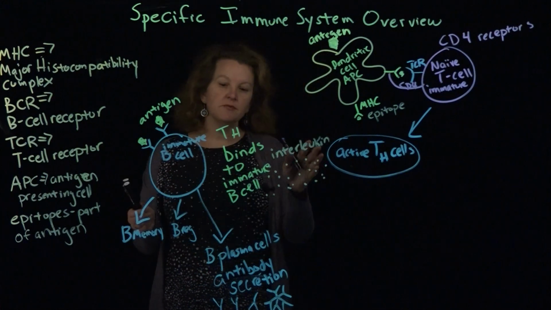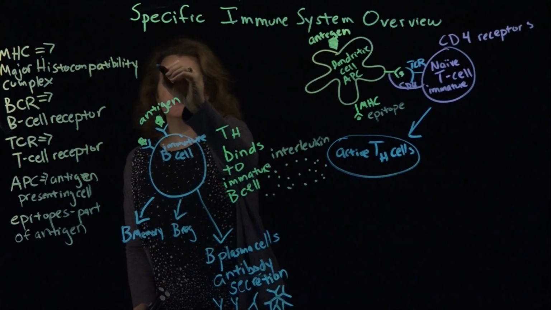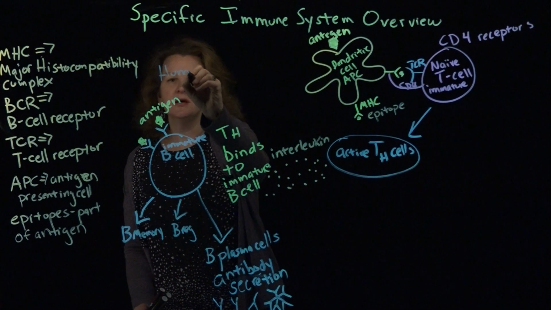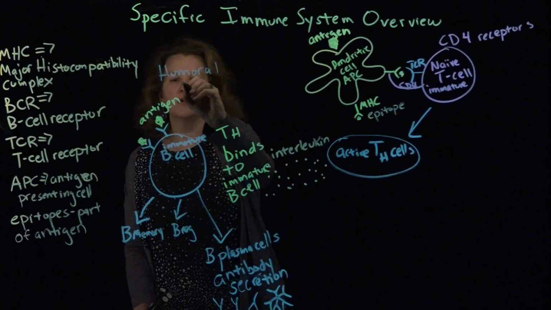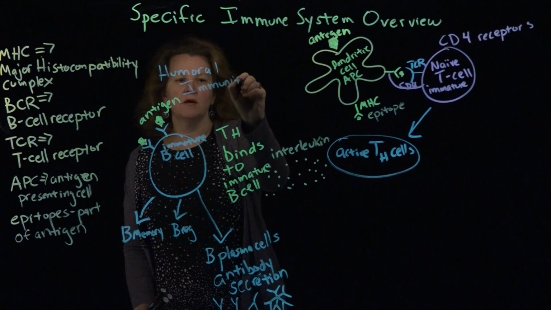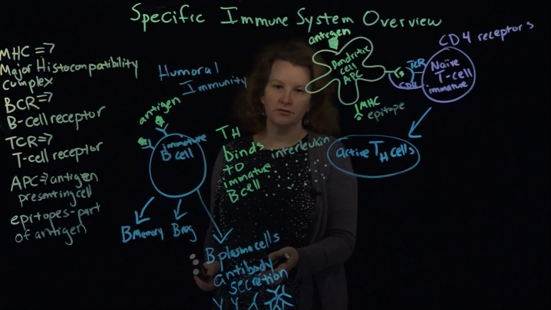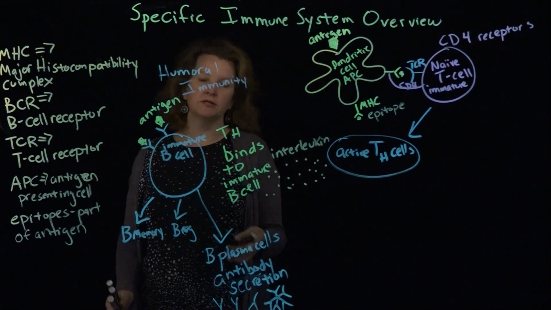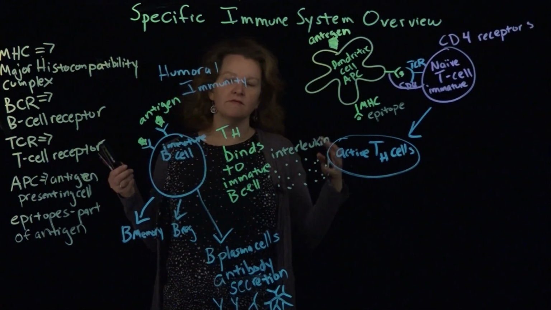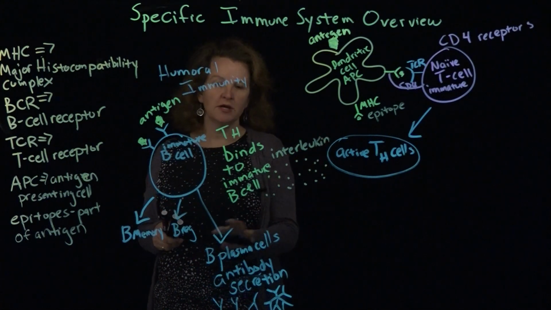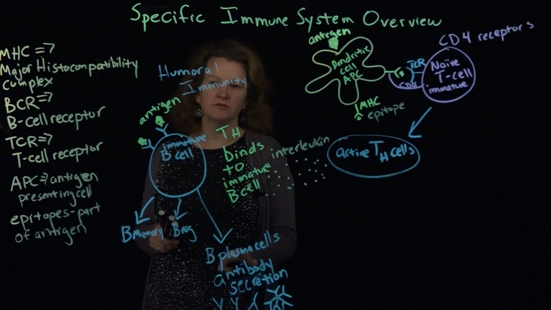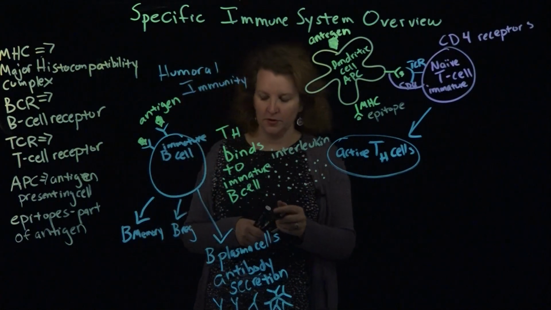Okay, so that is the B cell pathway, and this is what we typically refer to as either B cell or humoral immunity. And that's because antibodies circulate in the blood or the serum. So humor was the general term for body fluid. So because the antibodies themselves circulate in those fluids, it's been called humoral immunity.